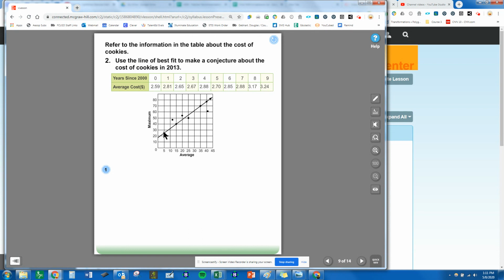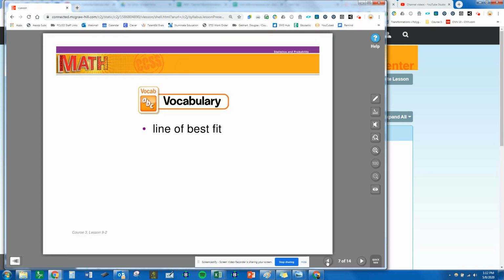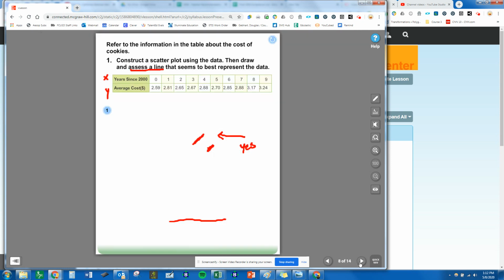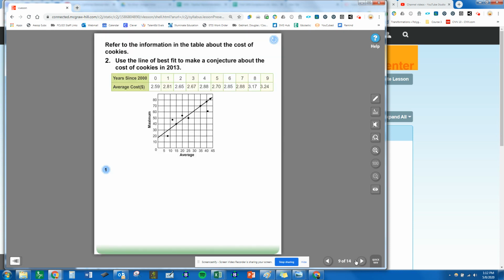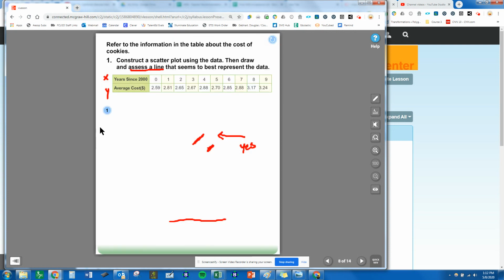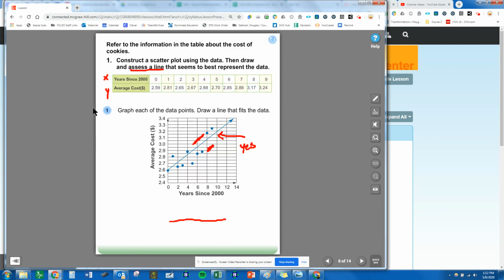We're going to use the line of best fit to make a conjecture about the cost of cookies in 2013. Now, this is the wrong graph. So I need to go back to our previous one. Here we are. Here were the cookies. And here was the graph of the cookies. There's the graph. And we want to predict 2013.